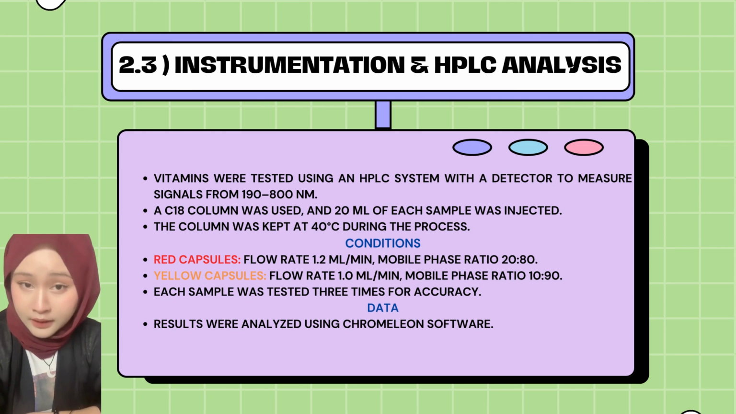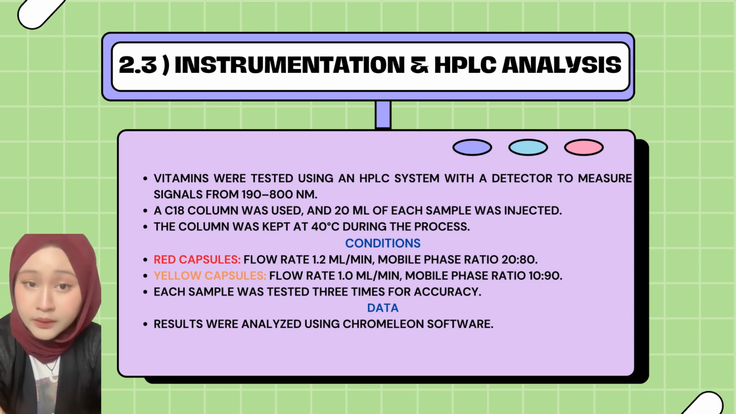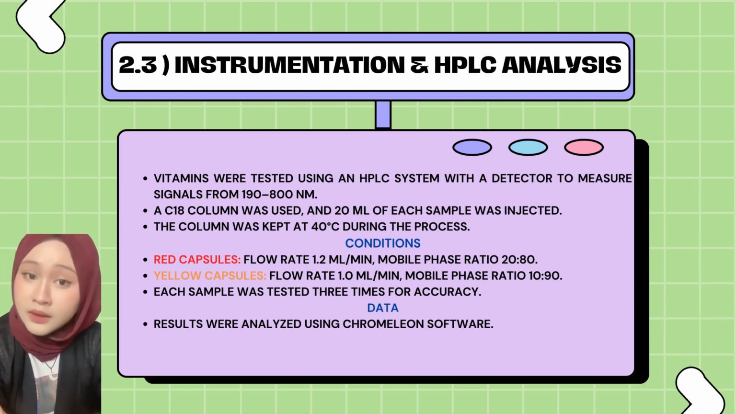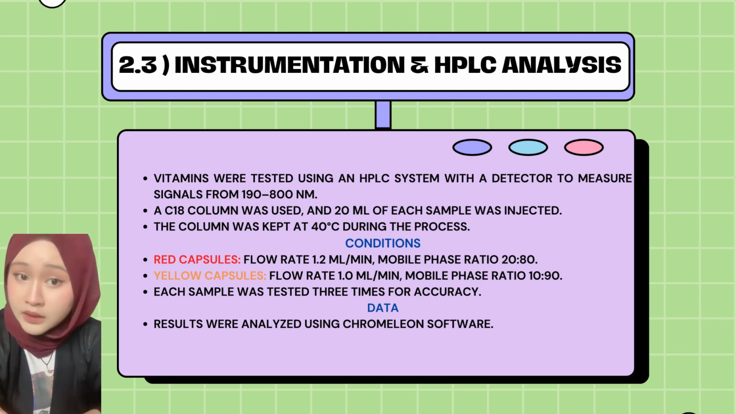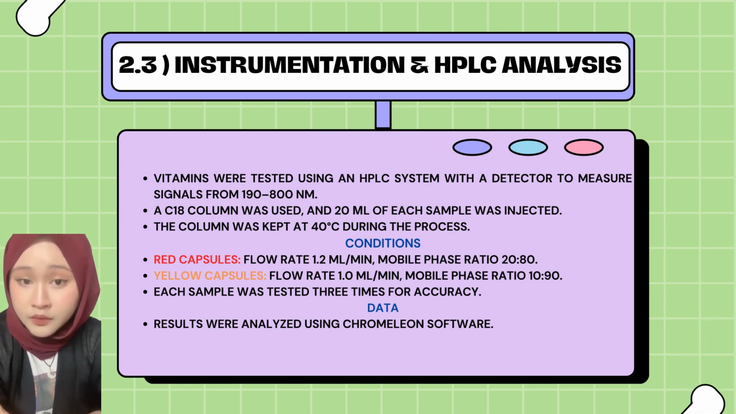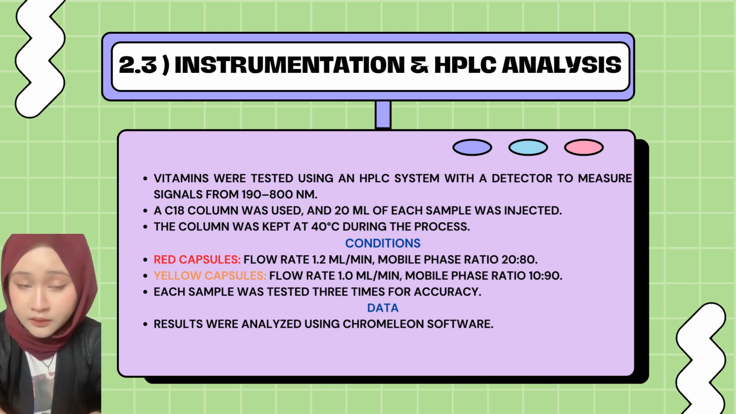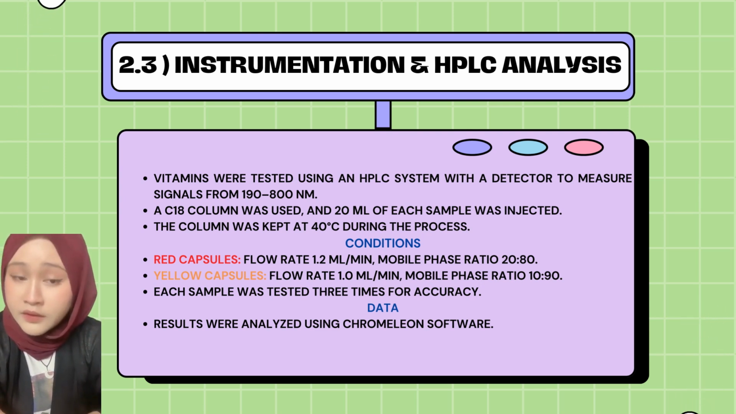For the analysis, we use an HPLC system to test the vitamin sample. The system includes a detector that measures signal in the range of 190 to 800. We use a C18 column for separating the sample and inject 20 microliters of each sample into the system. The column temperature was set to 40 degrees Celsius. The mobile phase and flow rate were adjusted based on the color of the capsule.